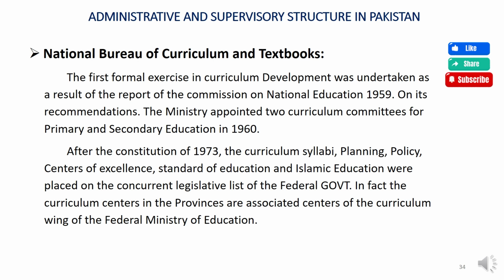National Bureau of Curriculum and Textbook. The first formal exercise in curriculum development was undertaken as a result of the report of the Commission on National Education 1959. On its recommendation, the Ministry appointed two curriculum committees for primary and secondary education in 1960. After the Constitution of 1973, curriculum, syllabus, planning, policy, centers of excellence, standard of education and Islamic education were placed on the concurrent legislative list of the federal government. In fact, the curriculum centers in the provinces are associated centers of the curriculum wing of the Federal Ministry of Education.